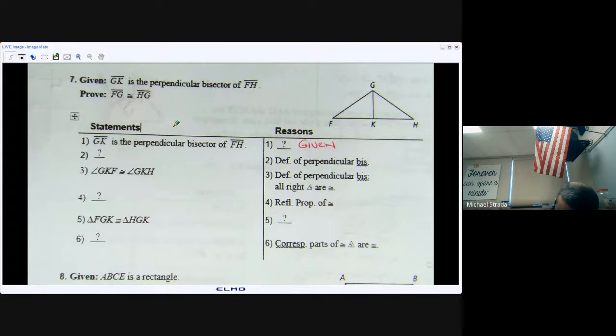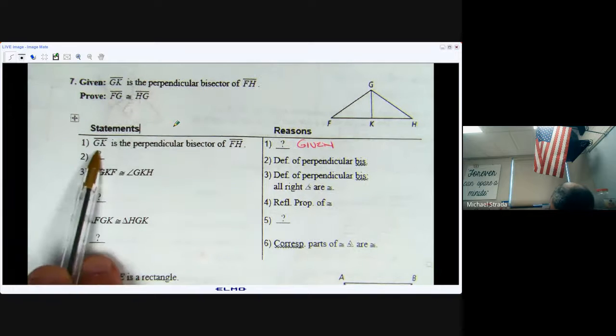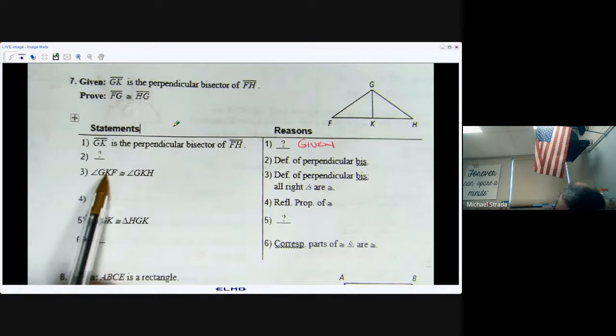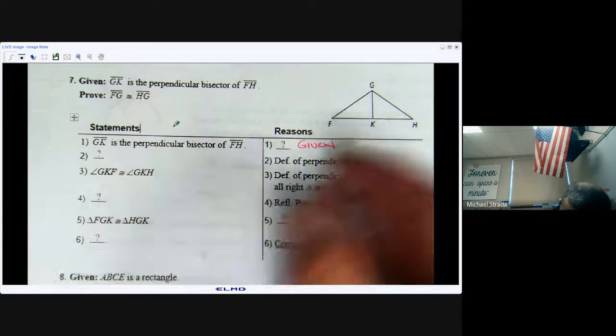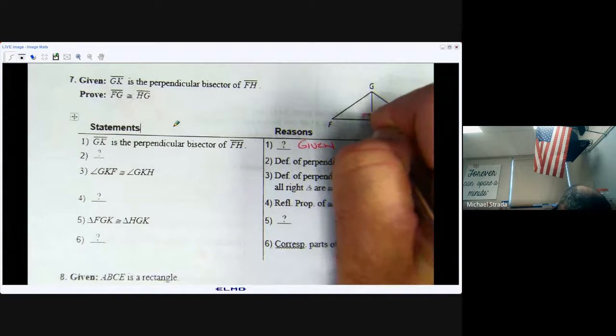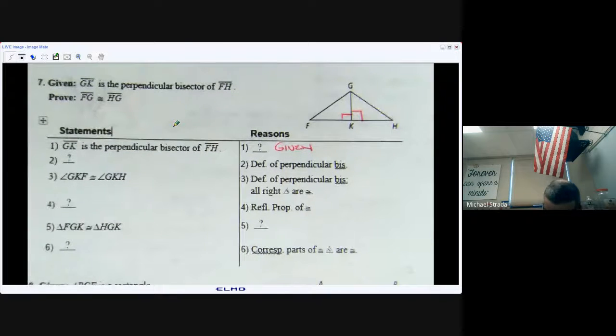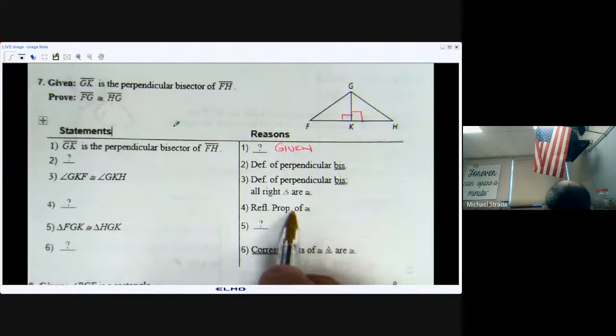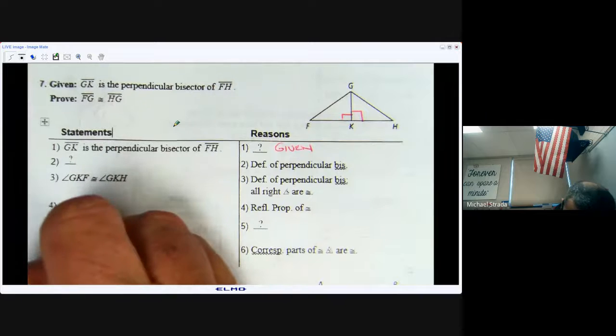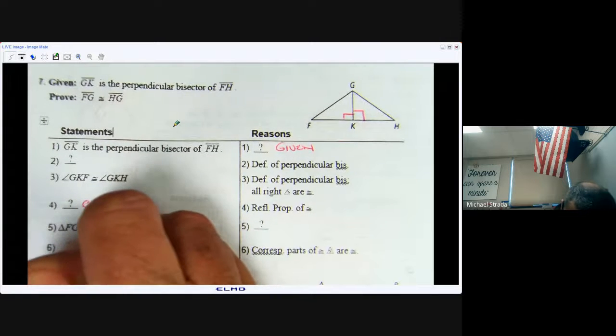All right. Now, I'm going to skip 2 for the moment and go down to 3. Because GKF is congruent to GKH. All right. Reflexive property is the shared side, so GK congruent to GK.